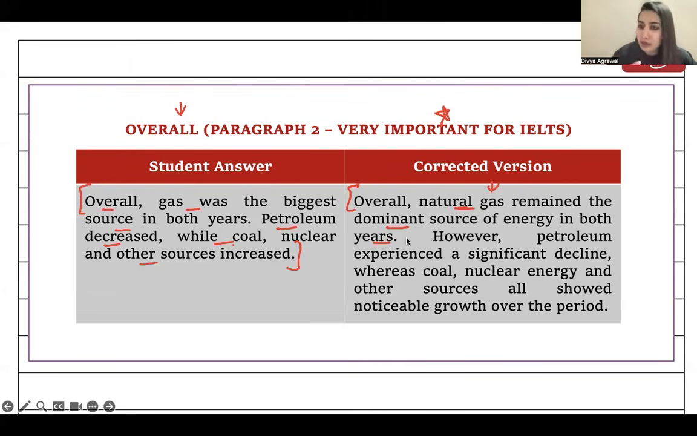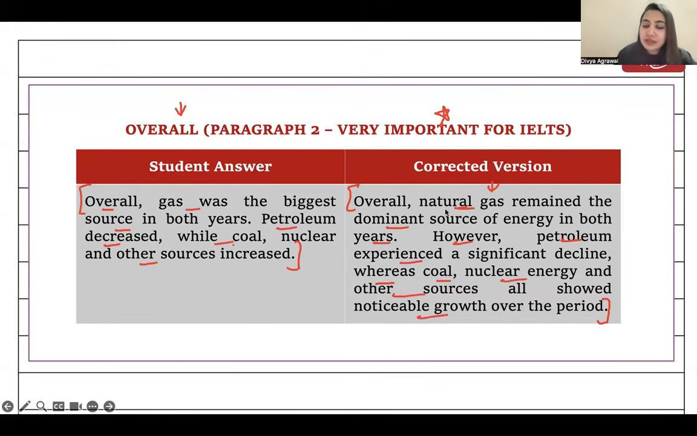We are now going to compare and write our overall. However, now this however we're going to use: petroleum experienced a significant decline. We talked about petroleum as well, whereas coal and nuclear energy and other sources all showed noticeable growth over the period. Throughout the period, all the other sources showed noticeable growth, wherein petroleum decreased. That's how we have written. Okay, this is a clear picture of what is happening in that graph. So the examiner should be very clear about what is happening in that graph. So overall actually shows that. Okay, without using any data, we have represented and written our overall.